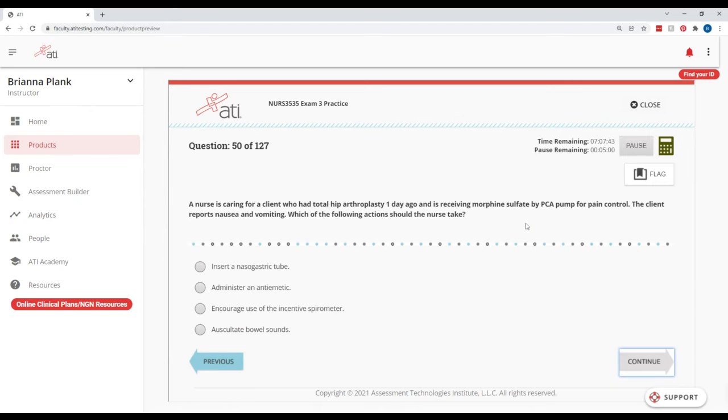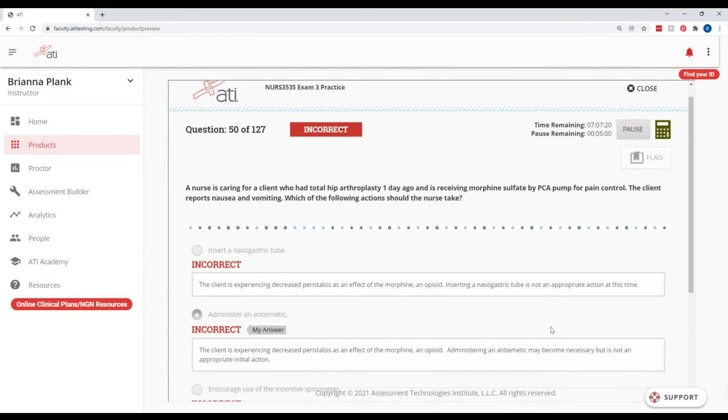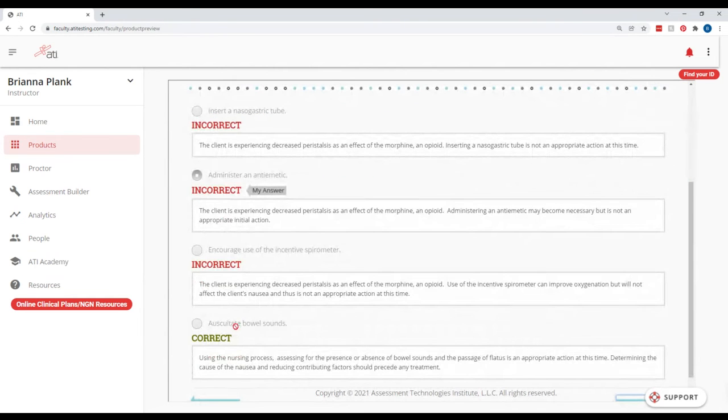We have a PCA pump. The client is reporting nausea and vomiting. What do we want to do? And we had a hip surgery. Yeah. Let's see. So it's auscultate bowel sounds.